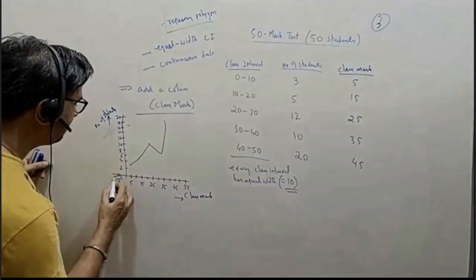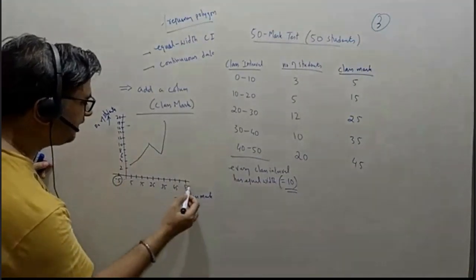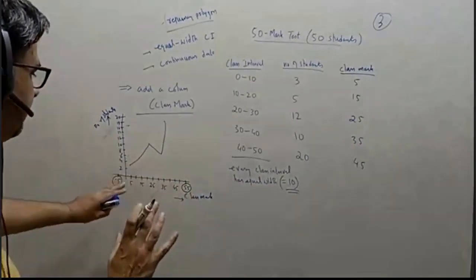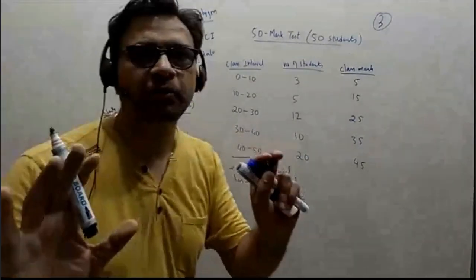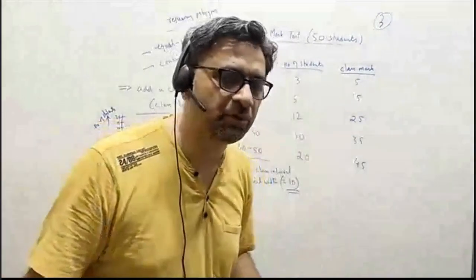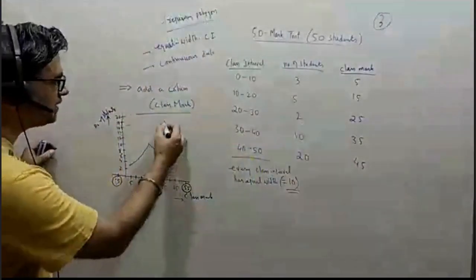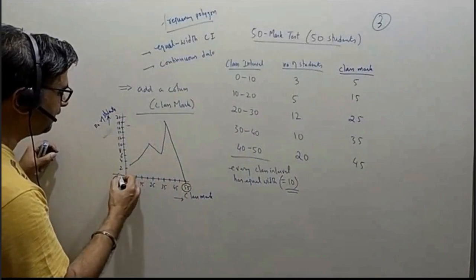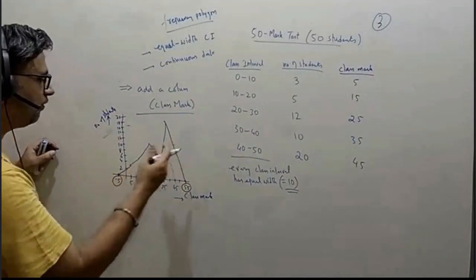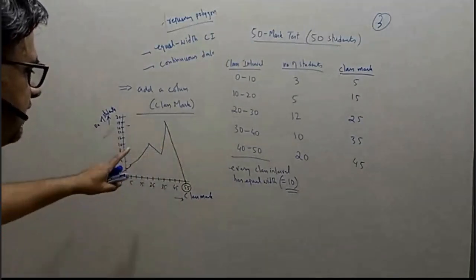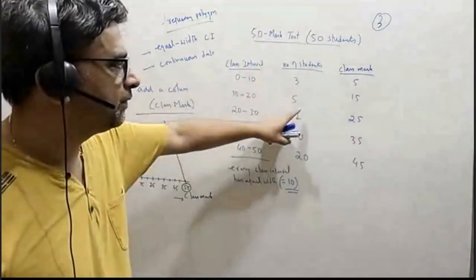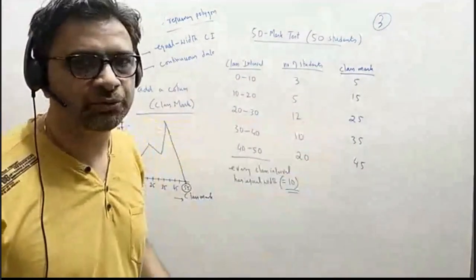I'm circling this 55. You don't have to circle. I'm circling this only to highlight that these are some extra things that we are required to do when it's a frequency polygon. All you need to now do is join this and this. Our frequency polygon is ready. This is our frequency polygon for the same data for which we earlier drew a histogram.